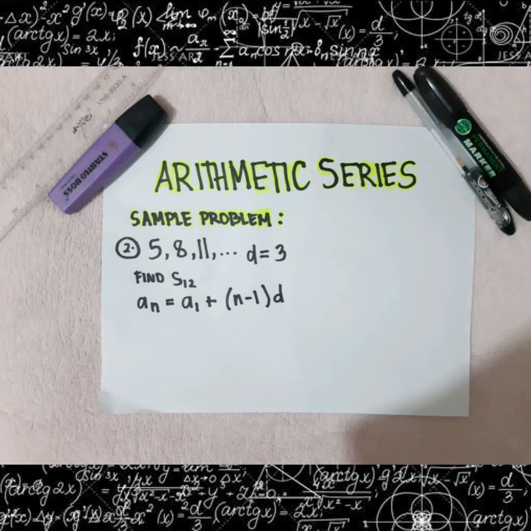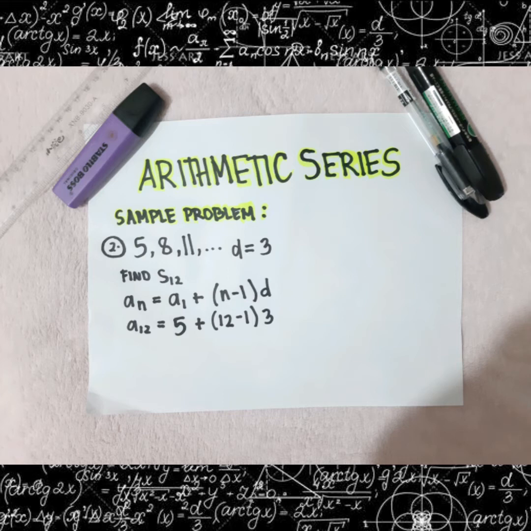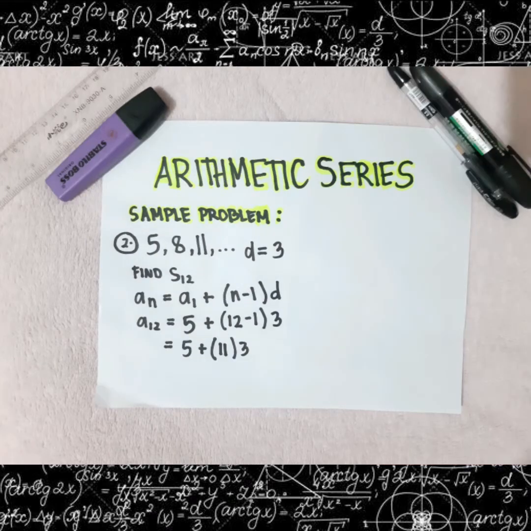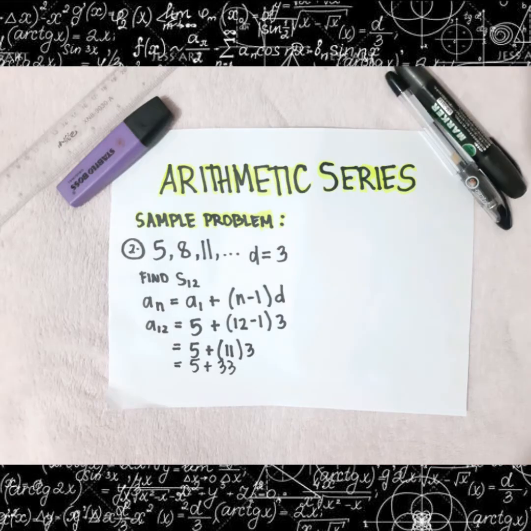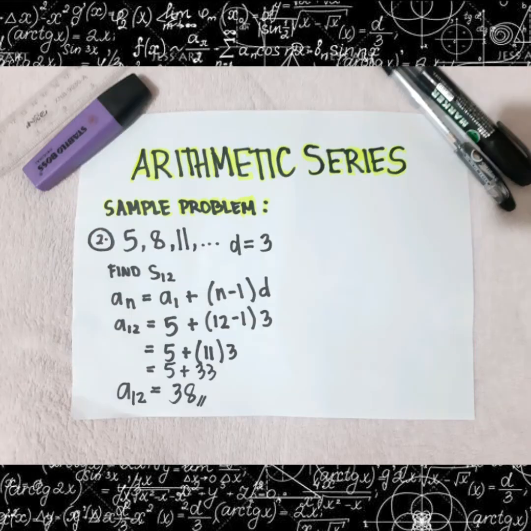Next, plug in the formula for the arithmetic sequence. Plug in 12 as n since we are looking for the 12th term, then followed by the first term, which is 5. So the equation will be a sub 12 is equal to 5 plus 12 minus 1 times 3. 12 minus 1 is equal to 11. 11 times 3 is equal to 33. 5 plus 33 is equal to 38. Now, we have the value of our a sub 12, which is 38.